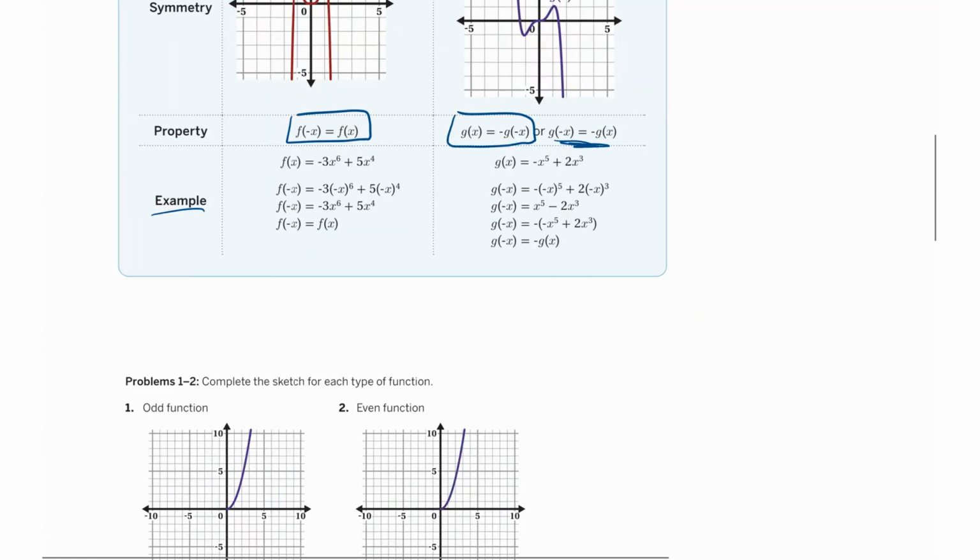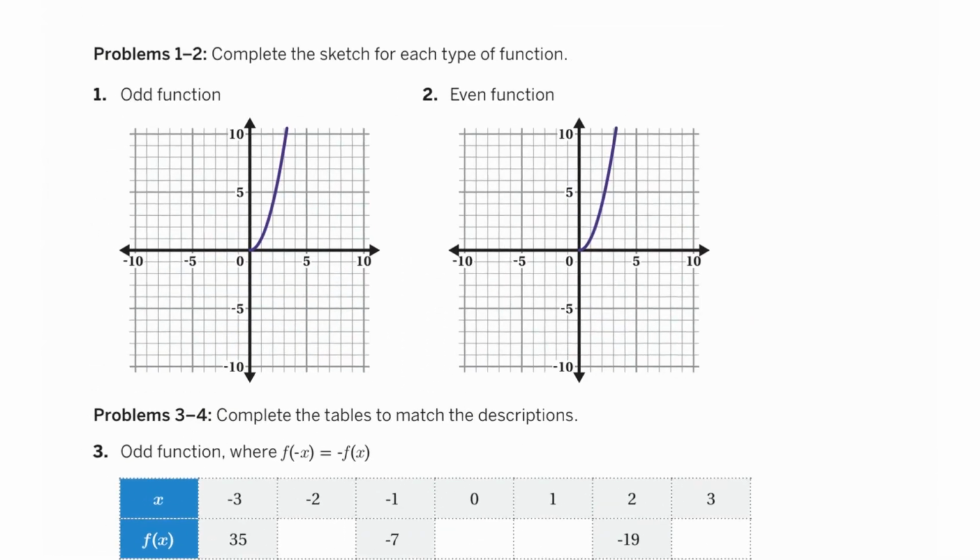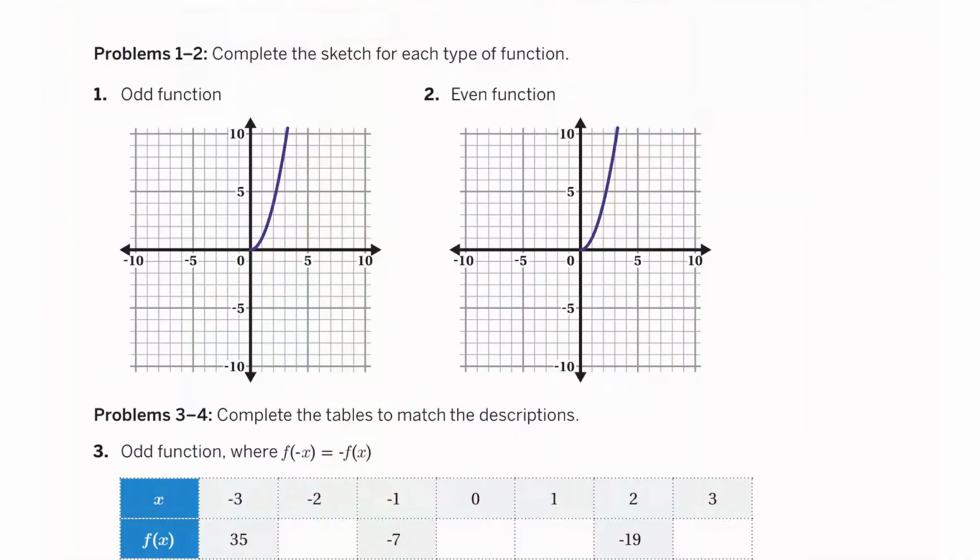So let's get started. With problems 1 and 2, as a recap, we need to complete a sketch so that we can represent an odd function for number 1. An odd function has rotational symmetry, so it should look something like this, where if we were to rotate it 180 degrees around the origin, it would land on top of itself. Another way of looking at it is if we had this point here, (2, 4), then our point down here should be (-2, -4). So we should have a graph that goes through that opposite point as well.